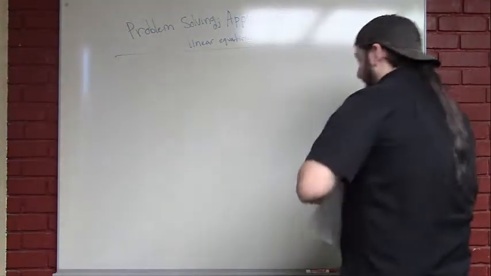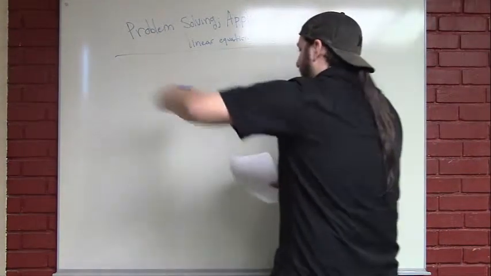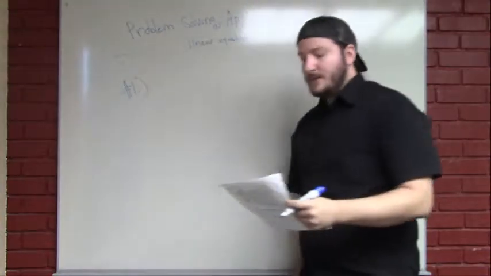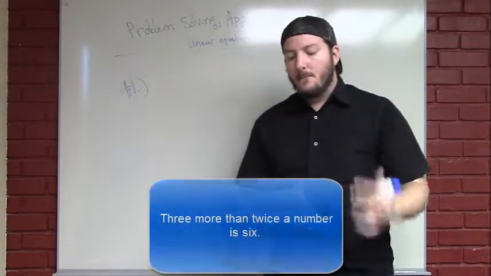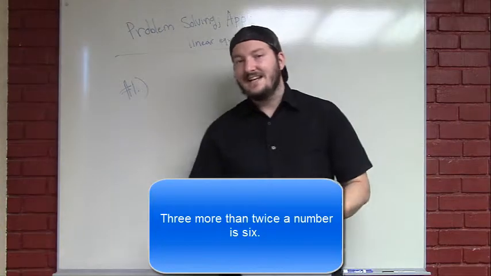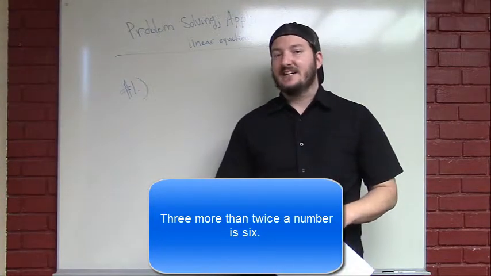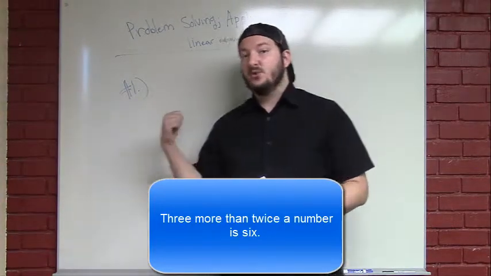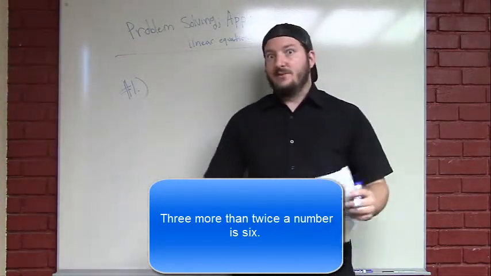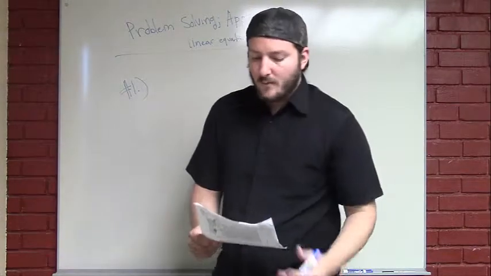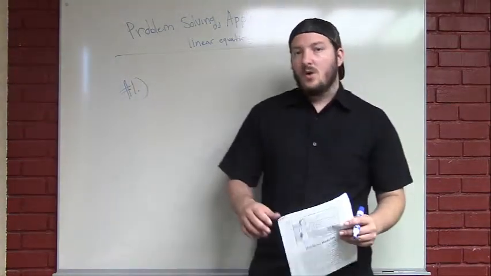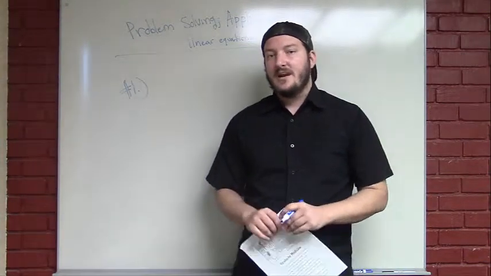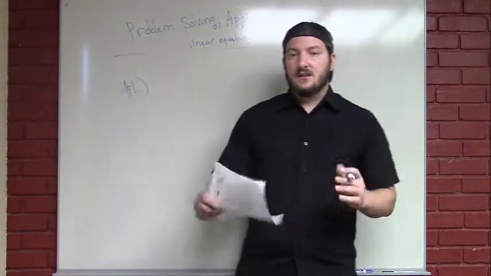Number 1. We're going to start off relatively simple. Number 1 says, 3 more than twice a number is 6. What it wants us to do is transcribe this into math. Into math, who would have guessed, right? So what you have to do is very carefully analyze the sentence and find the key phrases here.